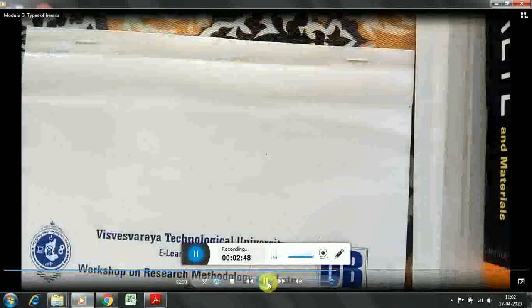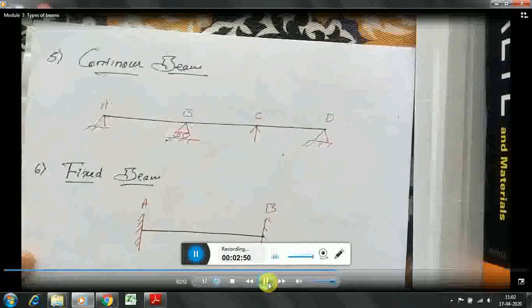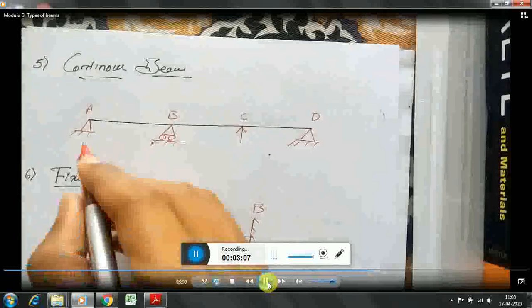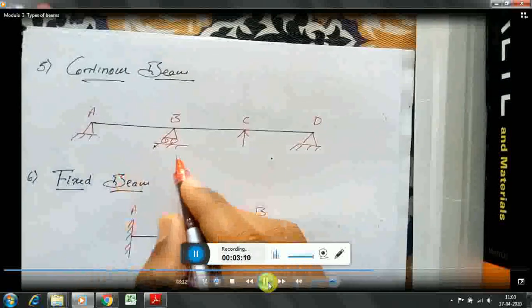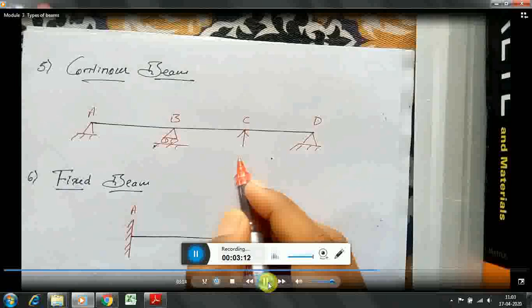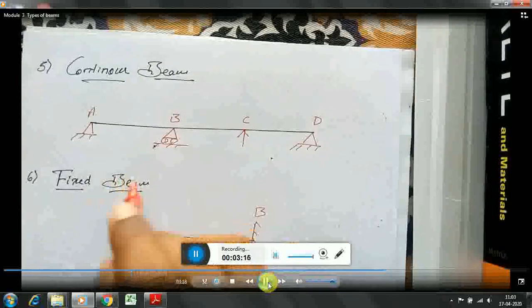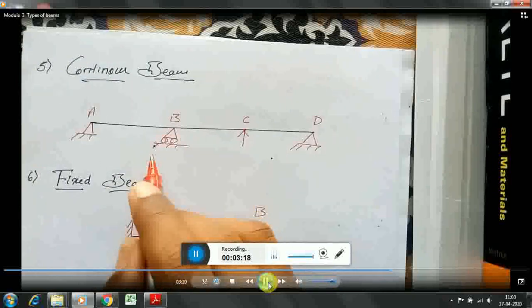Then the fourth category is called a continuous beam. We can say the beam is continuous if the beam has more than two supports. Once again I will repeat this point. If the beam has more than two supports, then it is a continuous beam. As you can see in the diagram, at point A we have a hinge support, at point B a roller support, at C a simple support, and D is a hinge support. This beam has more than two supports, so it is a continuous beam.